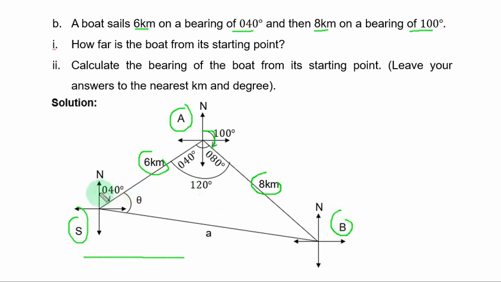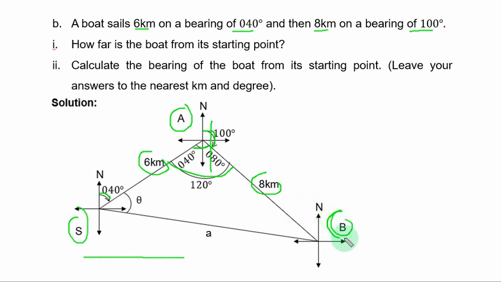Now, if here is 40 degrees, here is also 40 degrees. Alternate angles. The whole of this side is 180 degrees. If from here to here is 100, the remaining part is 80 degrees. So this angle becomes 40 degrees plus 80 degrees. That is 120 degrees.